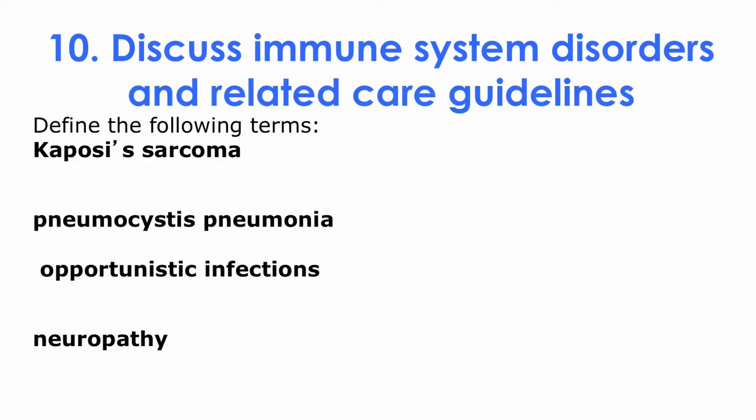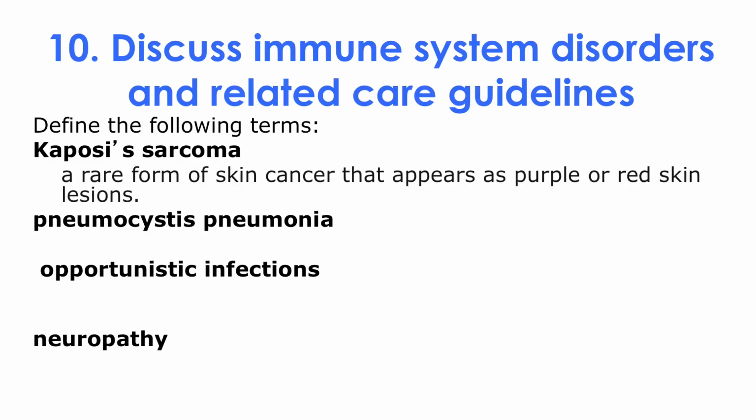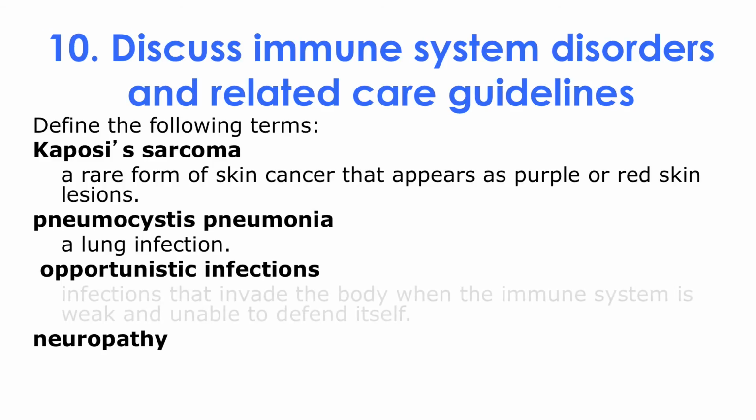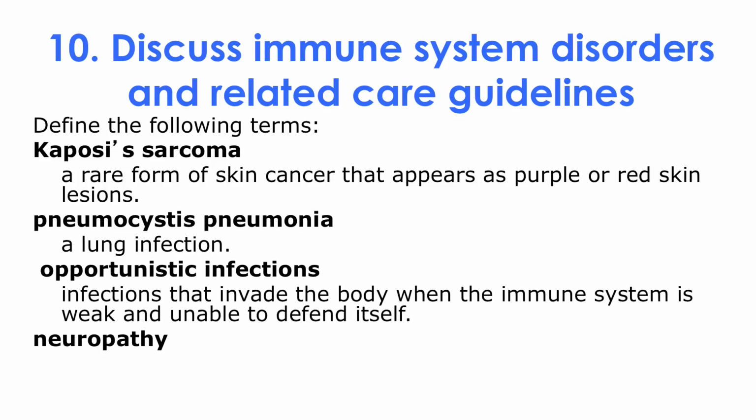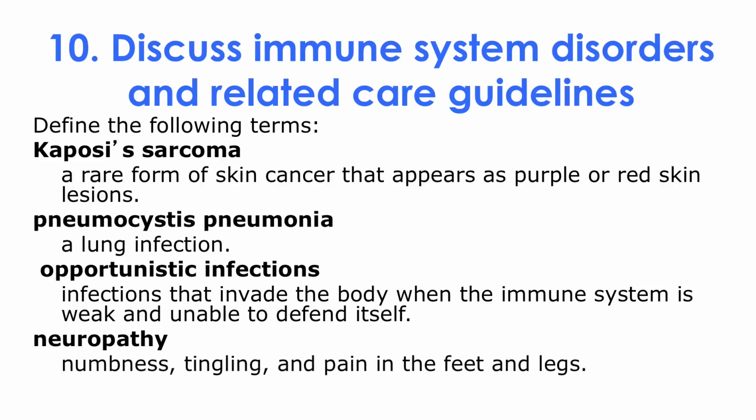All right, moving on, we're going to talk about Kaposi sarcoma. What's a Kaposi sarcoma? It's a rare form of skin cancer that appears as purple or red skin lesions. Pneumocystis pneumonia is a lung infection. Opportunistic infections, on the other hand, are infections that invade the body when the immune system is weak and unable to defend itself. And neuropathy is the numbness, tingling, and pain in the feet and the legs.